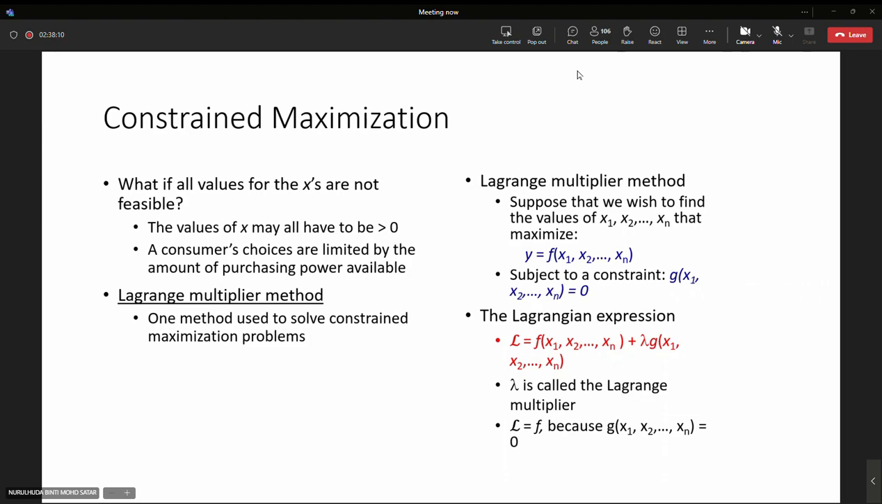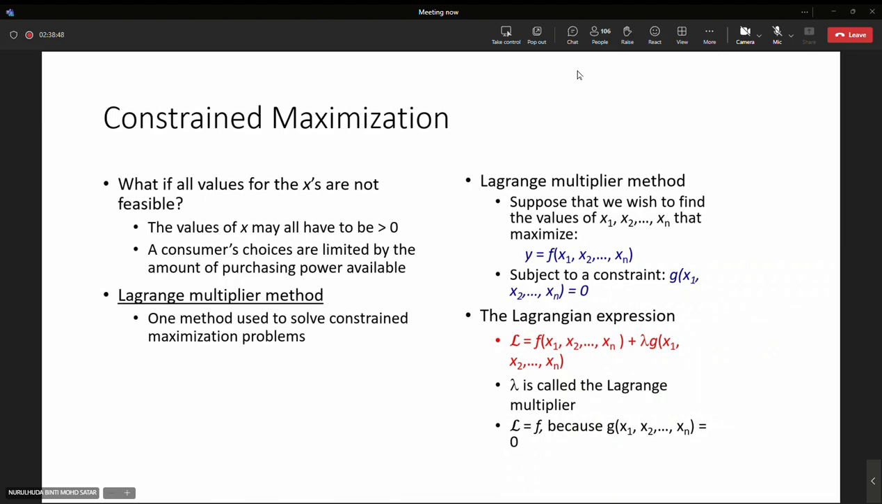If there are x1 and x2, then these are all the combinations of x's that we can consume, split into two sets. The first is the feasible one, the one that is still within your budget, and the other is the non-feasible one, where it is beyond the budget constraint.